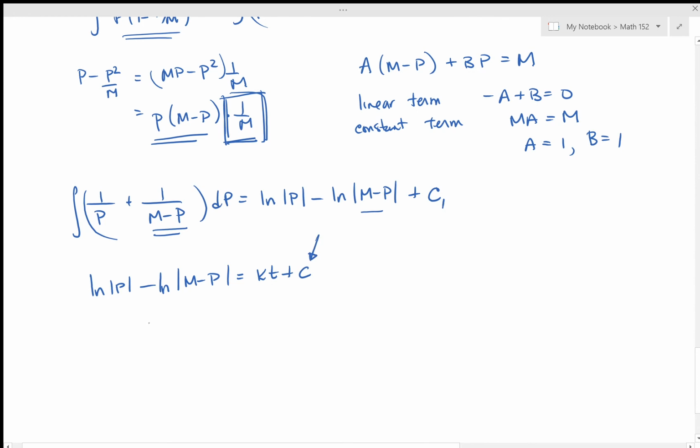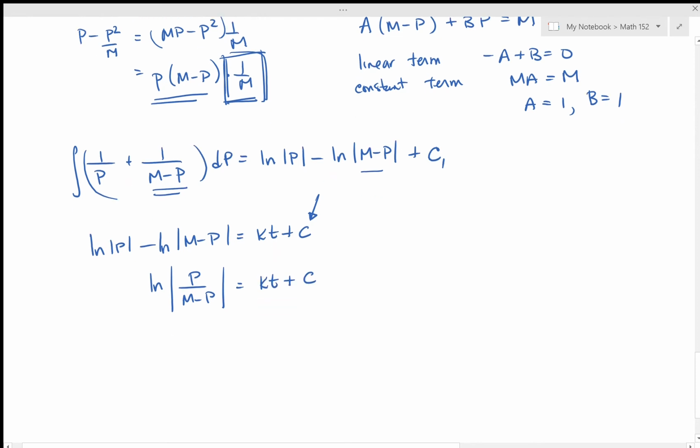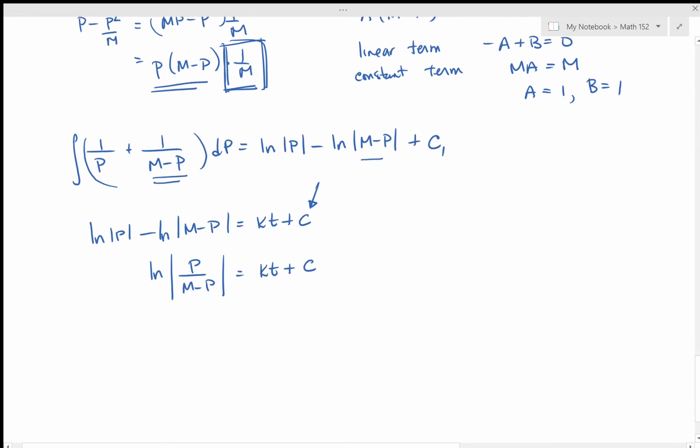Okay, now I use my log rules. The log of the absolute value of p over m minus p is equal to kt plus c. The population is always bigger than 0, and it is always less than m. We established that at the beginning, so I can remove the absolute value signs because the quantity is always positive. Then I'm also going to exponentiate both sides to get this expression here.